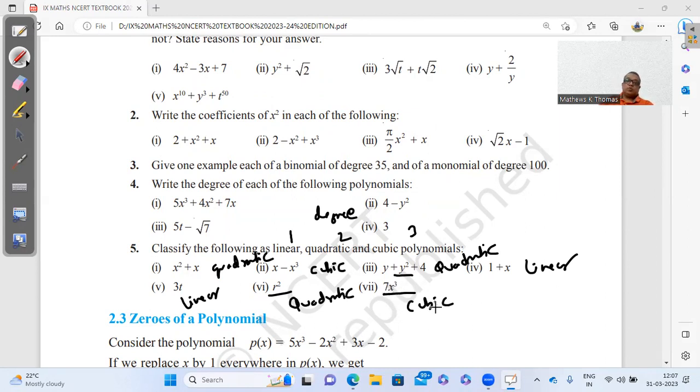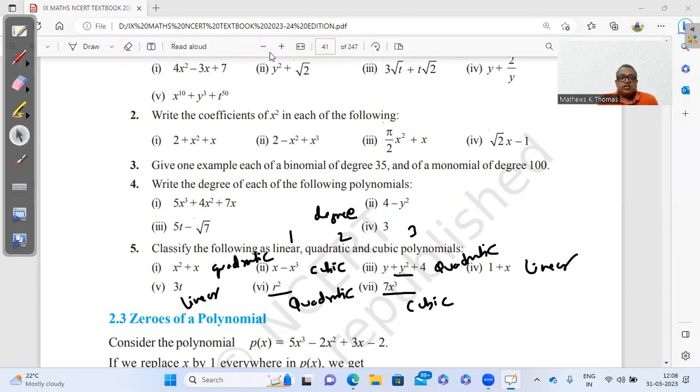So it is cubic. So the introduction of the chapter deals with classification of polynomials on the basis of linear, quadratic, cubic, and monomial, binomial, trinomial, finding coefficients, and of course, identifying polynomials. Now in the next video, we'll be doing the second exercise.